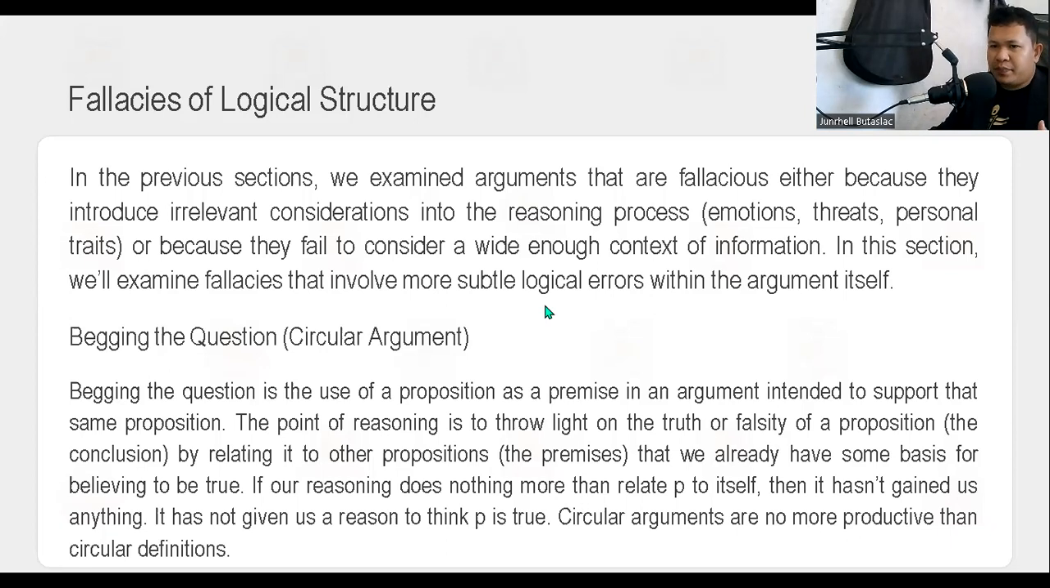A more subtle form of the fallacy occurs when the circle is enlarged to include more than one step. The conclusion P is supported by premise Q, which in turn is supported by P, though there could be any number of intervening steps. Suppose I am arguing with an atheist about the existence of a supreme being. He asks why I believe that God exists and I say, because the Bible says so.